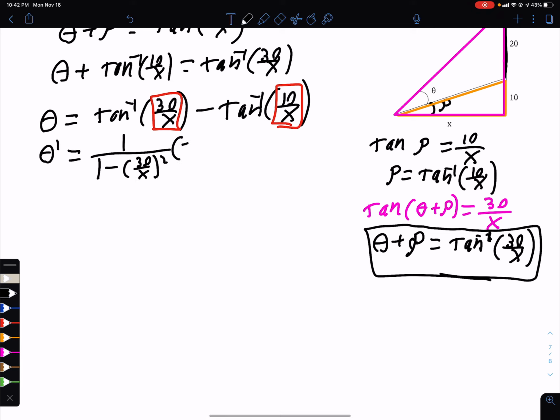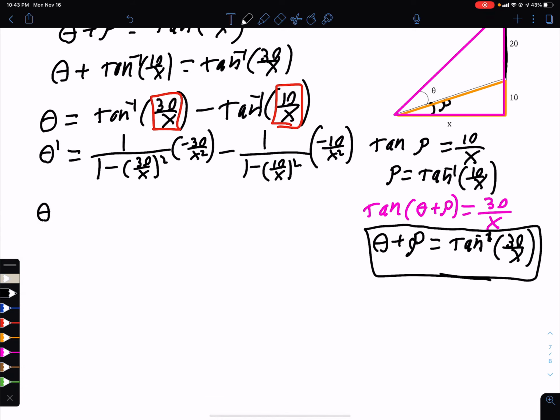That's actually going to be negative 30 over x squared. You can do the math by rewriting it as 30x to negative 1, move to top. And this, the same thing, what's the derivative of arctan of box? 1 over 1 minus box squared times the derivative of box. When I do the derivative of box, I'm going to get negative 10 over x squared.